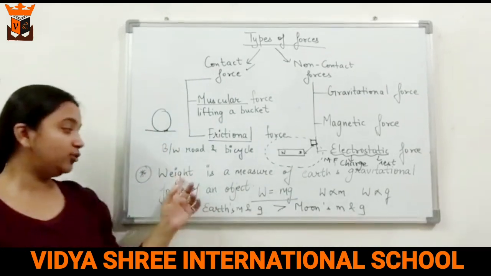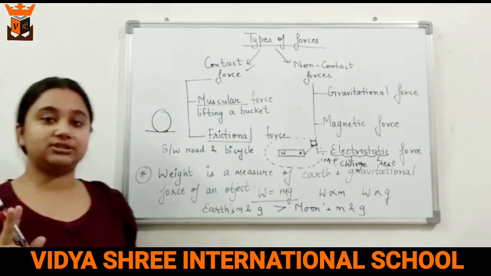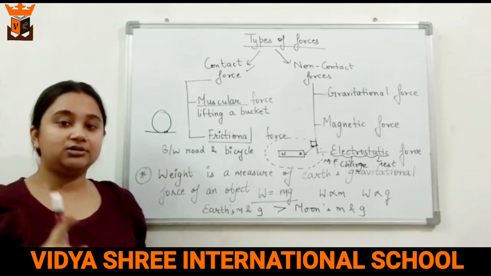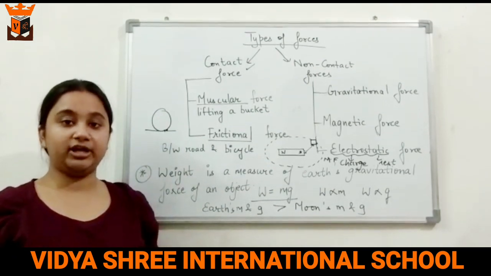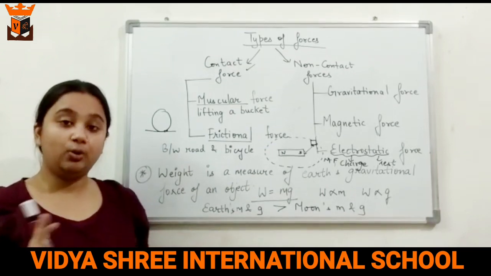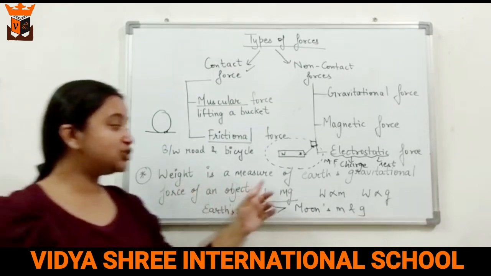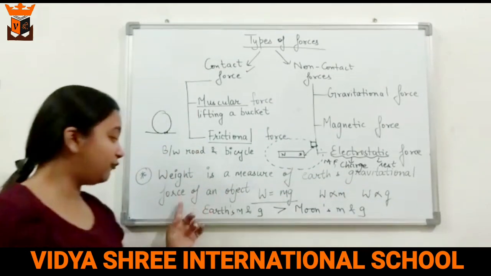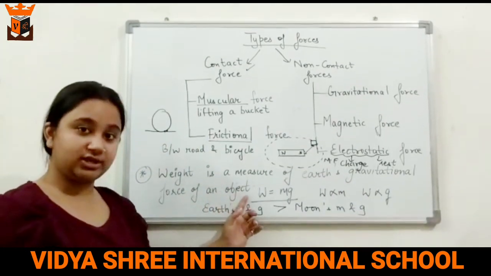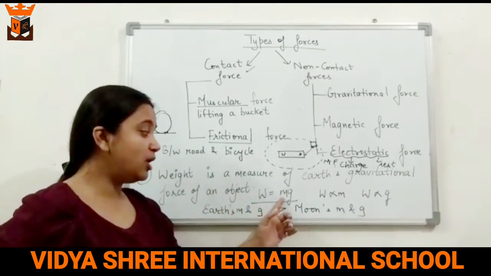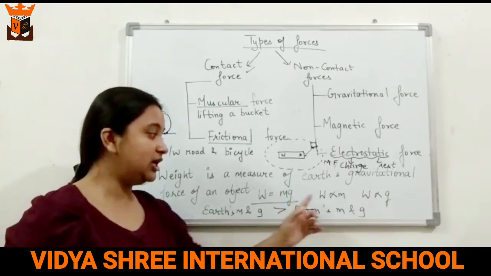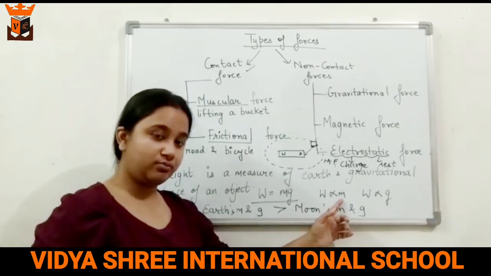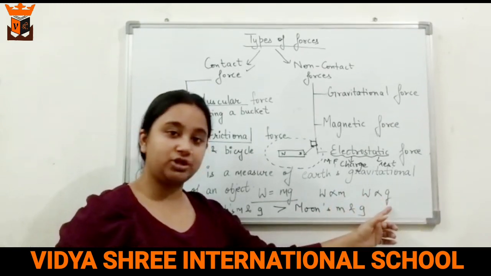Lastly, the weight. There are two terms, mass and weight. Mass is the actual amount of matter contained in our body which does not change at all. Whereas the weight is a measure of Earth's gravitational force on an object. Weight is equal to mass into acceleration due to gravity, that is g.